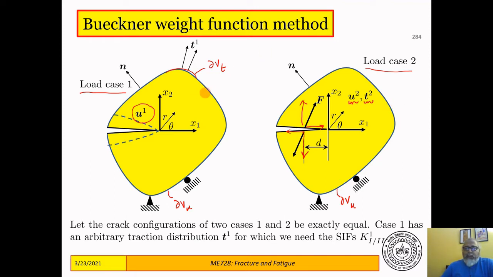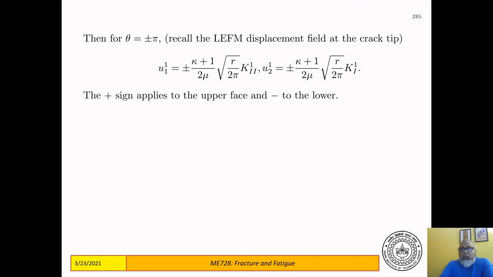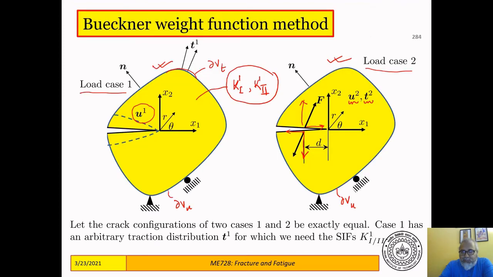We want to find the stress intensity factors K1 and K2 in load case 1. This is our intended problem, and this is an auxiliary problem that we have chosen, which we will use to find this K1 and K2. So this is the idea. Let's first go to load case 1.